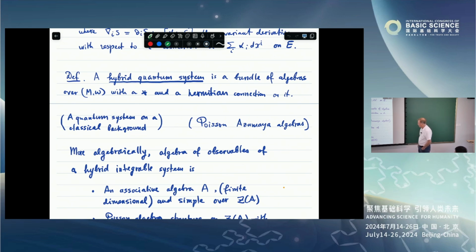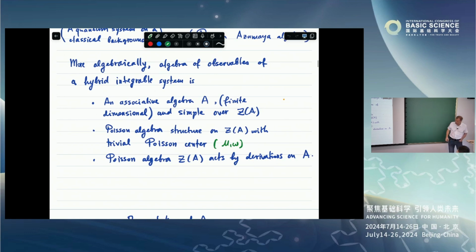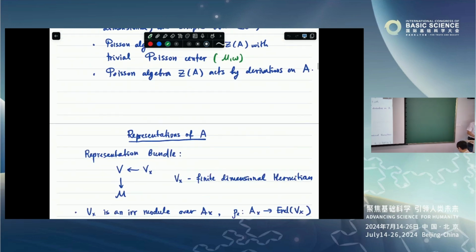These are exactly Poisson-Azumaya algebras. So I'm repeating myself a little bit, just making a summary. A hybrid integrable system is an associative algebra, which is simple over the center, and a Poisson algebra structure on the center with the trivial Poisson center, because we require that this spectrum is a symplectic variety. Then the Poisson algebra Z, the center, acts by derivations on A. So this is the structure.